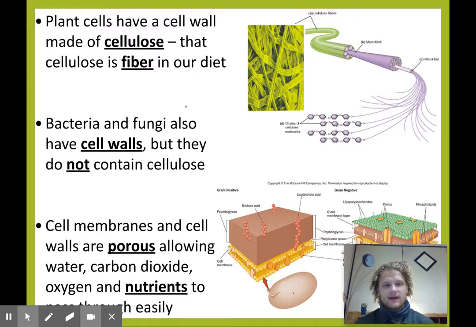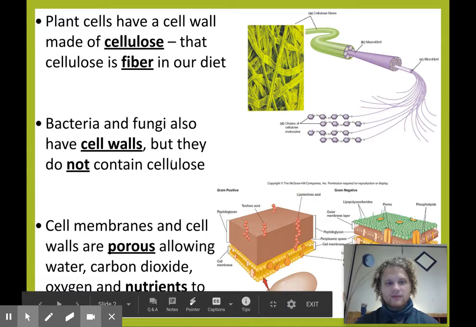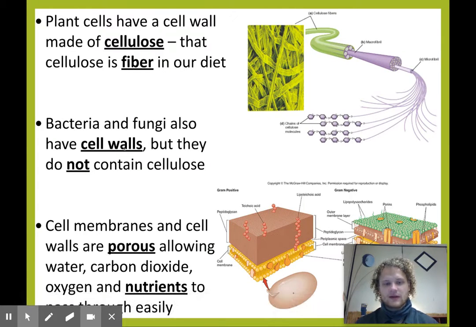The plants have a cell wall, like we said. This is made up of cellulose and fiber. We really have a hard time digesting this, and we really can't digest it, and that's why it's fiber. Fiber doesn't get digested. It just goes through your body. All right, it is rather good for you. And then remember, bacteria and fungi also have cell walls. They do not contain cellulose. They're made up of something else. They're made up of peptidoglycan usually.